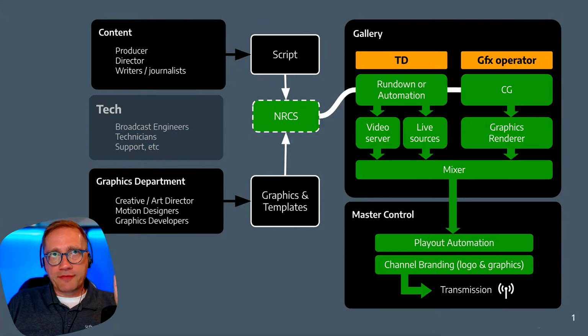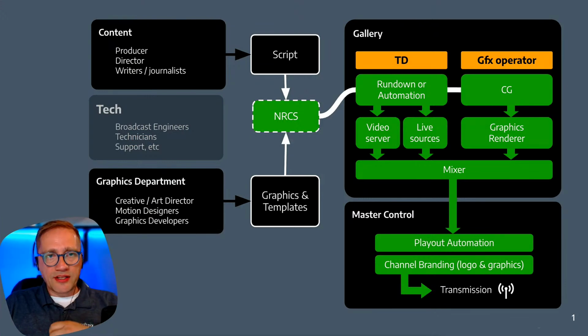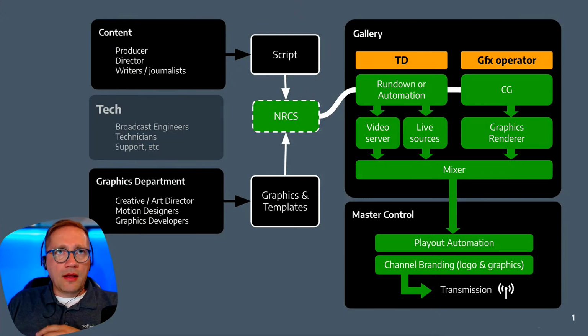In the top left corner, you have the content: the producers, writers, journalists, depending on your show format. They are producing a script, some kind of written document which describes the show that gets produced. Then, of course, we have technology, of all kinds. I'm not going to go through that deeply here, but it's always there. That's why I have it on the slide.